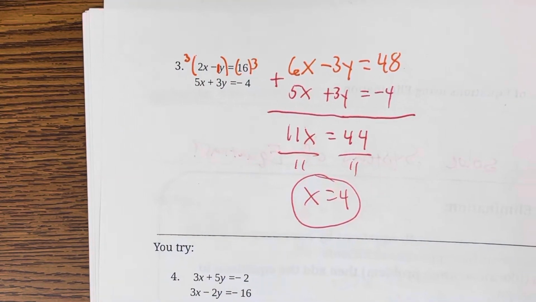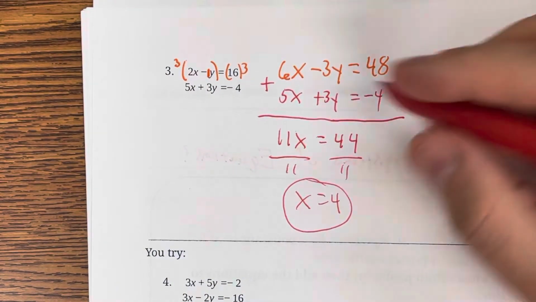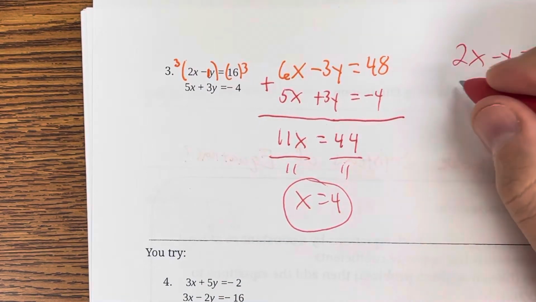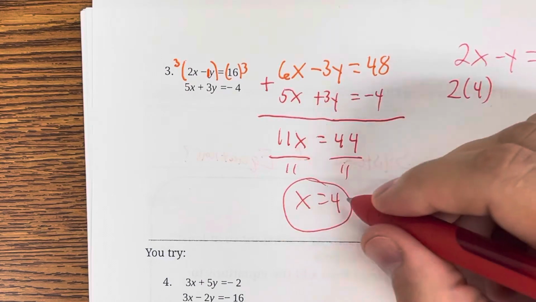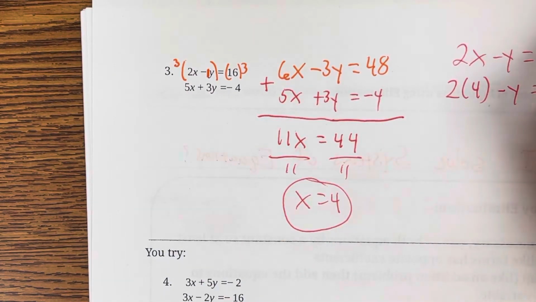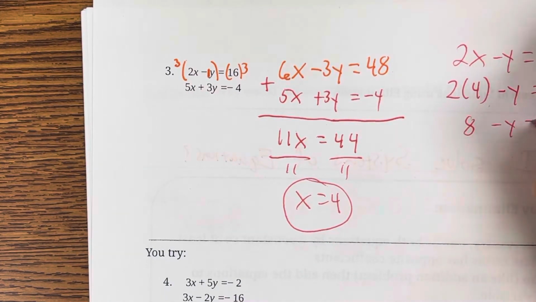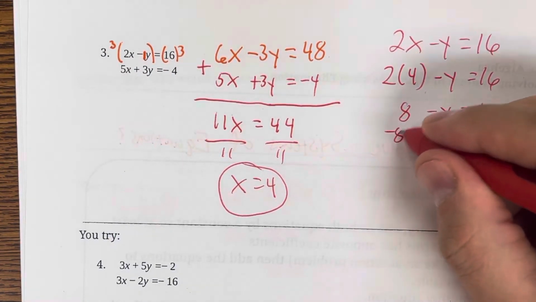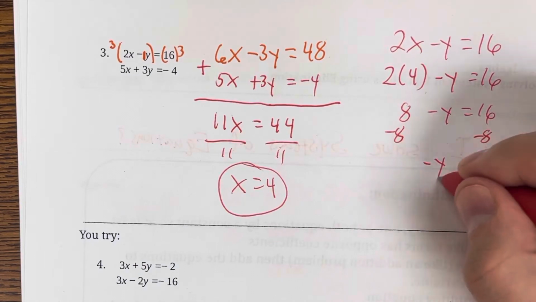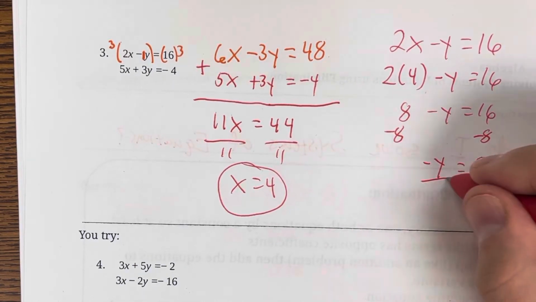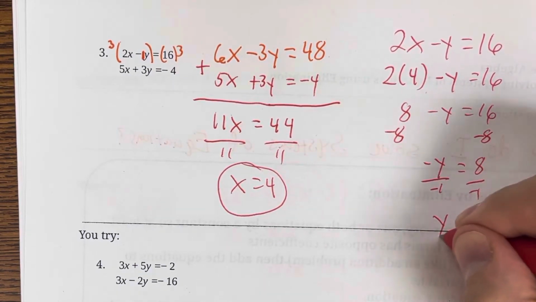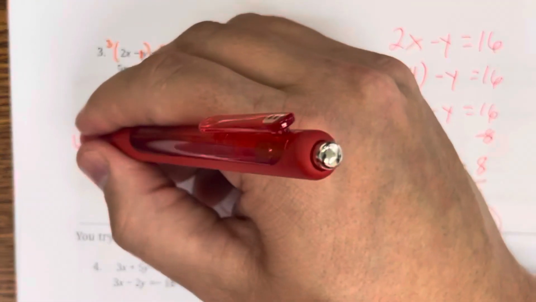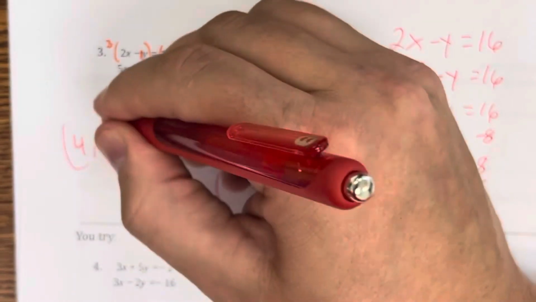Plug it into one of the equations to find y. I'm going to take the top one again. 2x minus y equals 16. 2 times 4, put an x in, minus y equals 16. 8 minus y equals 16. Okay. Subtract our 8. Negative y equals 8. Divide by negative 1. And y is equal to negative 8. We have found our solution. 4, negative 8 is the ordered pair.